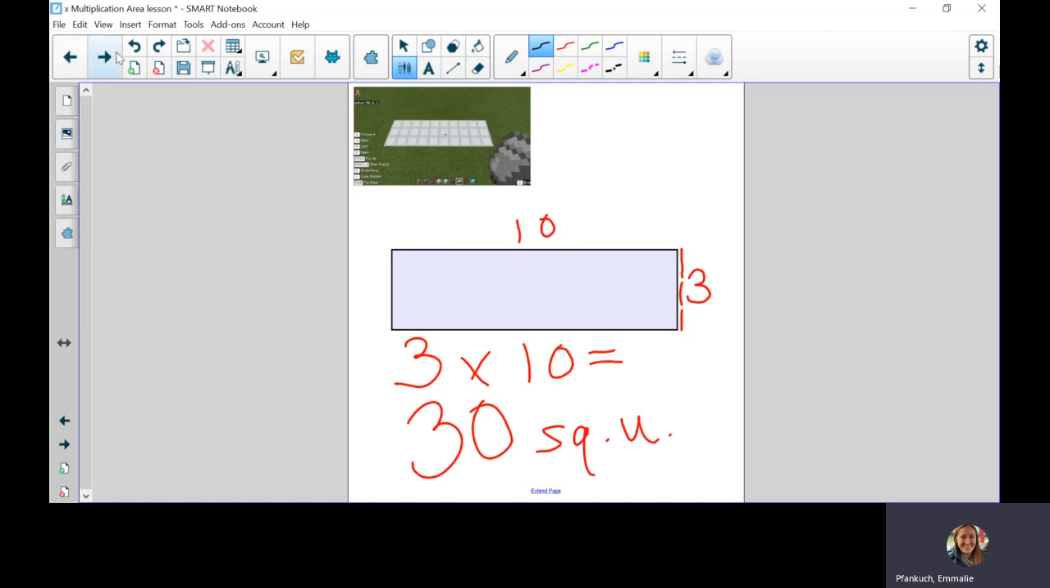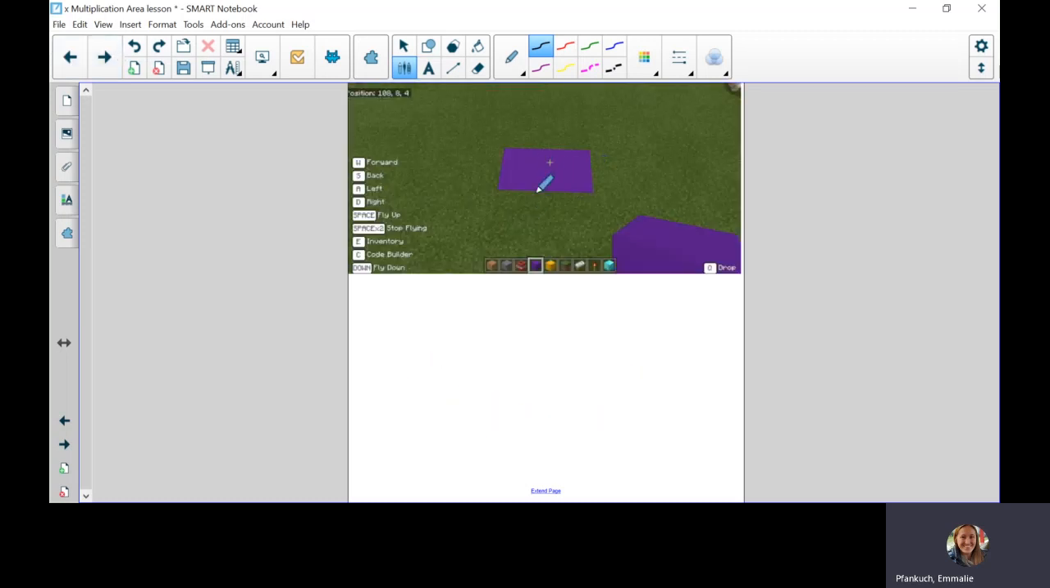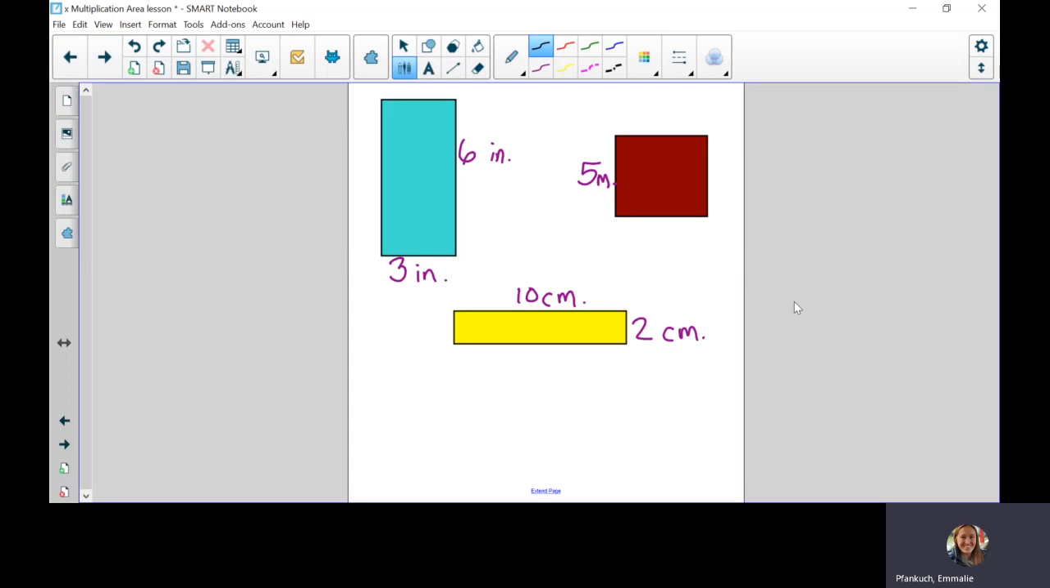So sometimes we might get something that looks like this, but usually when we're in school, we can't always play Minecraft, so you might see something that looks a little bit more like this. And we might be asked to find the area. So what we're being asked to find is the space inside. How much space is taken up by this rectangle? We have squares inside to be able to see.